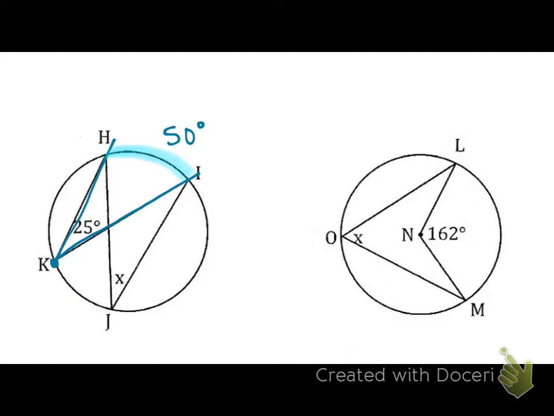We're trying to find x. What is the name of its intercepted arc? HI also. What kind of angle is x? Inscribed also. So then what's x going to be? 25. They both intercept the same arc, HI, so they have to be the same measure.